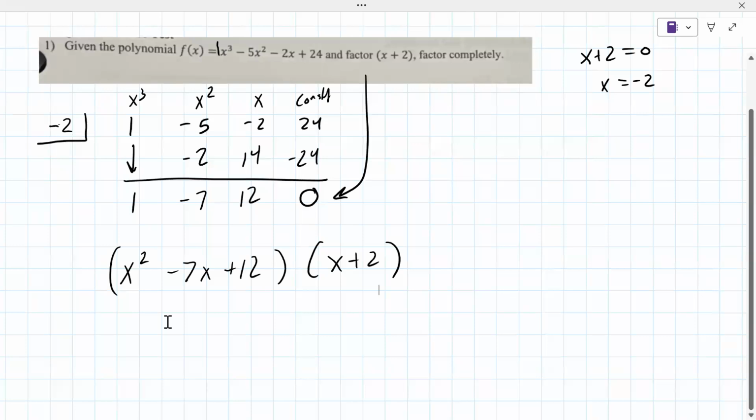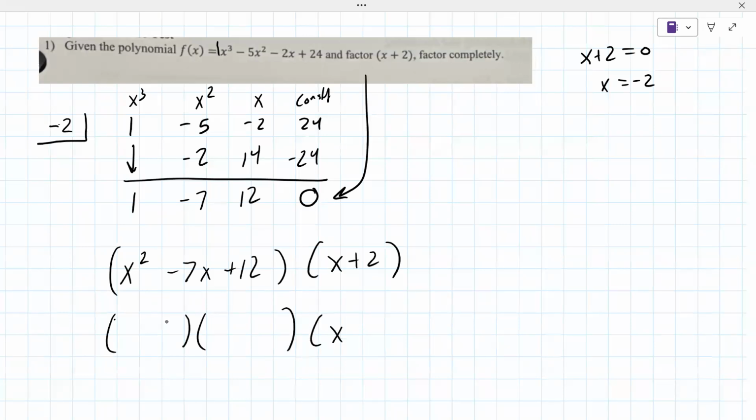And then would I just distribute that? Nope, that would be going backwards. You got to factor it. Two numbers that multiply to 12 but add to -7. Okay. 3 and 4. Yeah, so x minus 3, x minus 4. Okay, that makes sense.